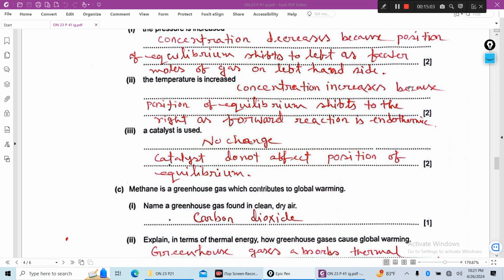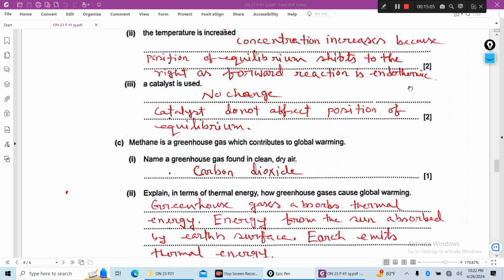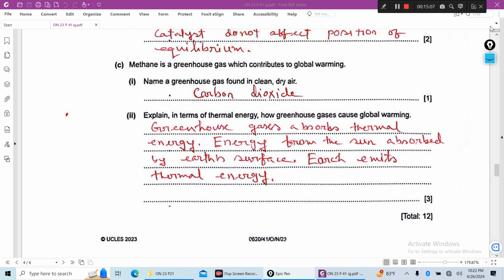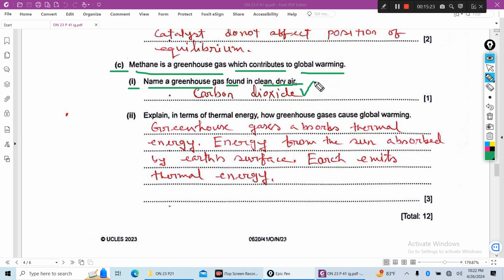Next, number C, methane is a greenhouse gas which contributes to global warming. 1. Name a greenhouse gas found in clean dry air. Carbon dioxide. 0.03% carbon dioxide is present in air. So this is a greenhouse gas, carbon dioxide.